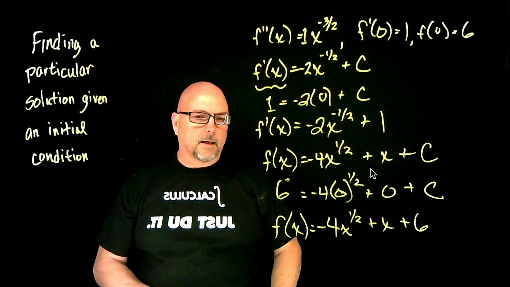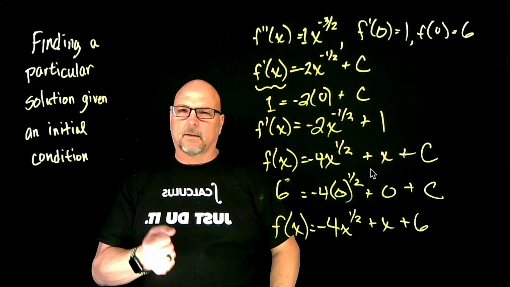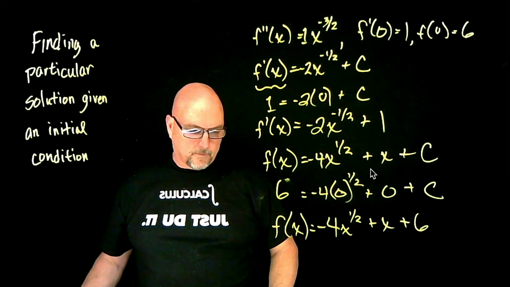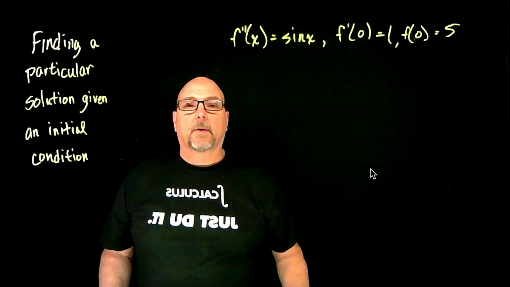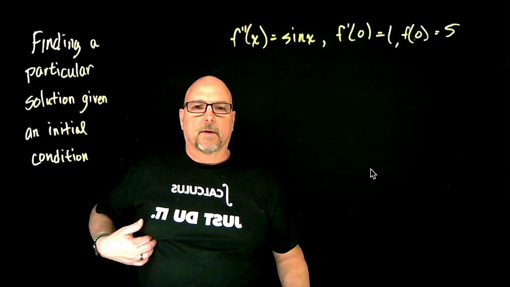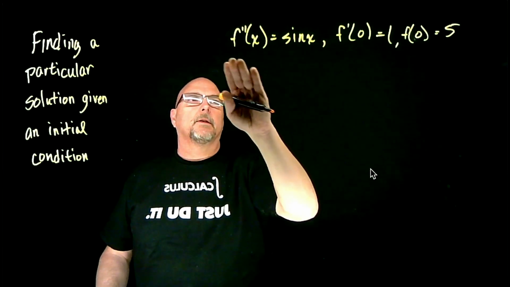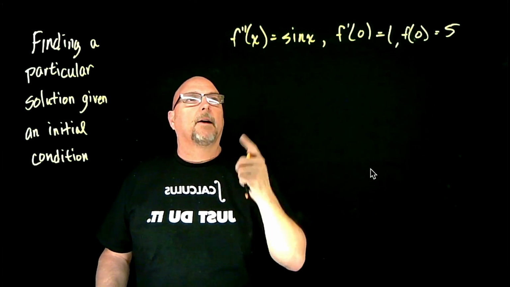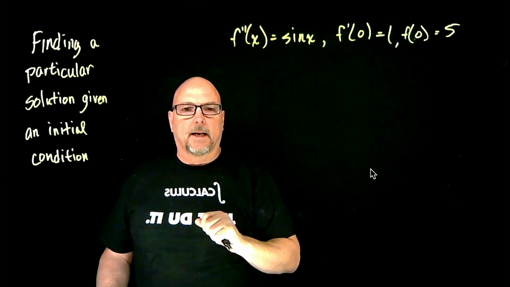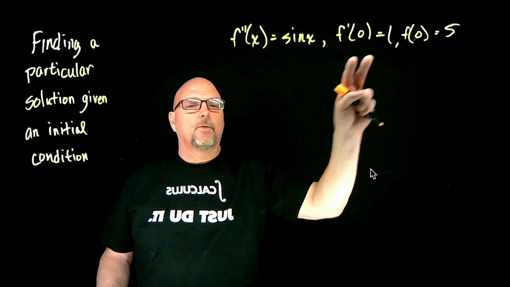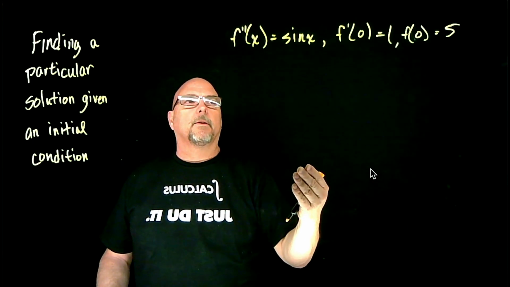So let's look, do you want to look at a trig function? Let's look at a trig function. I like your attitude. All right. Okay, example number 3, some trig functions. So again, my first differential equation is f double prime of x equals sine x. So that means I have two initial conditions I'm going to end up using for this.